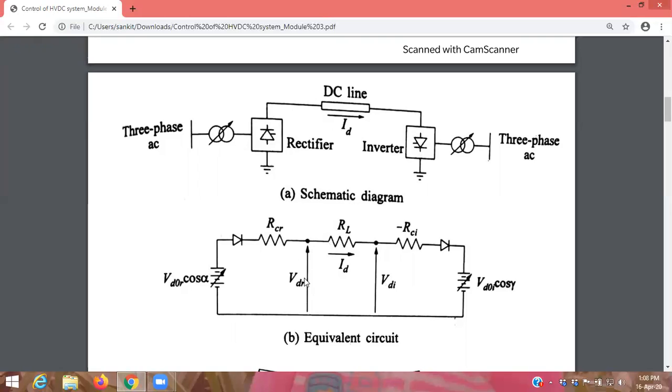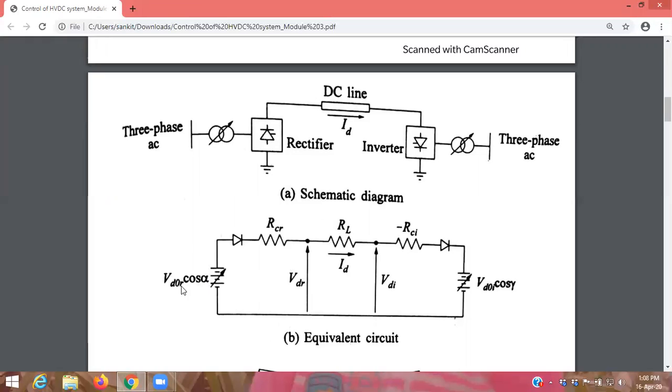Power flow is for the rectifier terminal. Power is VDR into ID. Now this power flow can be changed either by controlling VDR or by controlling ID. I have said there are two ways to change this VDR. One is by changing these firing pulses, keeping VD0R constant. VD0R constant means it is proportional to the phase voltage, that is the transformer secondary winding induced voltage.